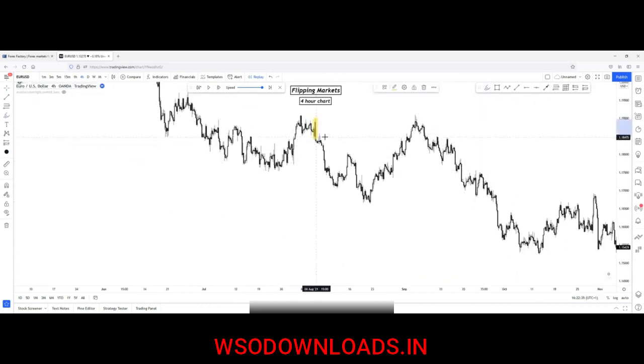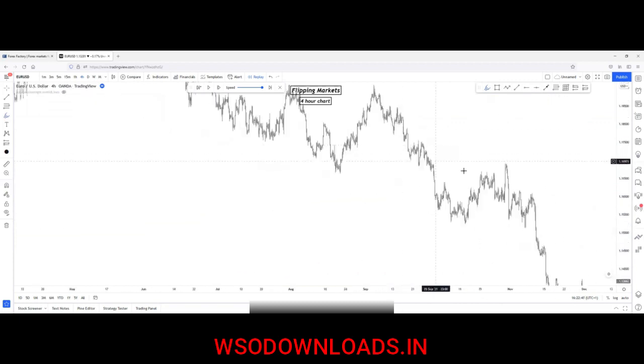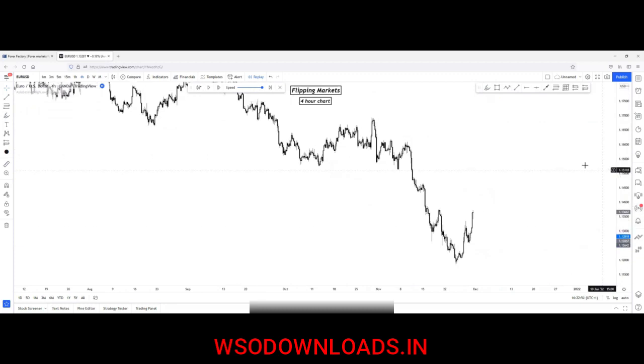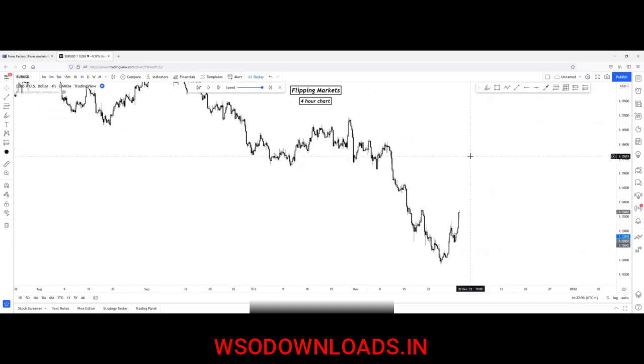As you can see, we have this supply zone right here, broke structure to the downside here, supply zone respection here, another break of structure to the downside, another supply zone respection. So we are moving in an extremely bearish trend. We can identify this by looking at the chart simply. Okay, but let's focus on this region.